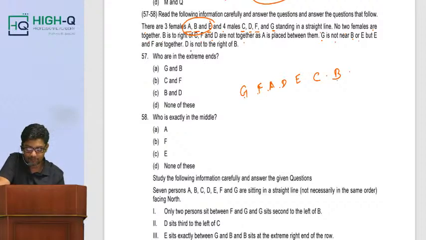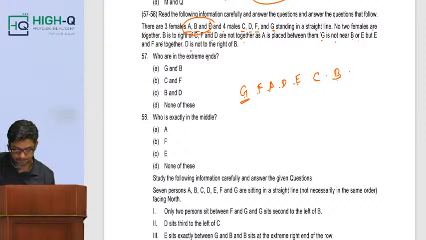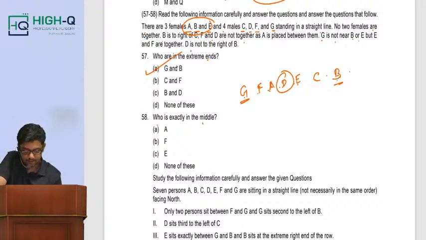1, 2, 3, 4, 5, 6, 7. And look at this, A, B and E. Yes, of course, alternate only. Boys, there is no condition. Now, who is at the extreme ends? G and B. Who is exactly in the middle? D. The option is no.